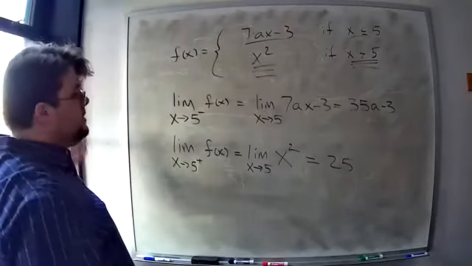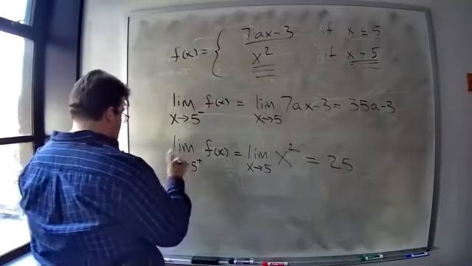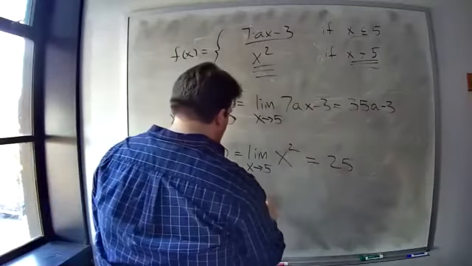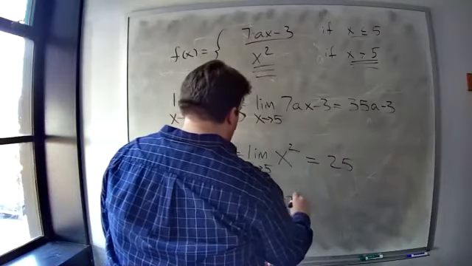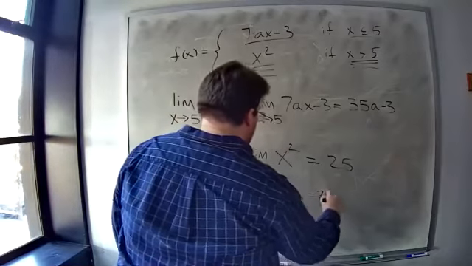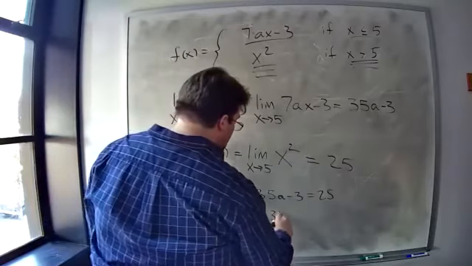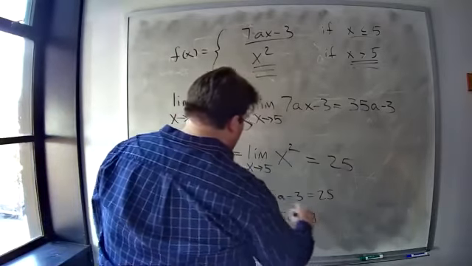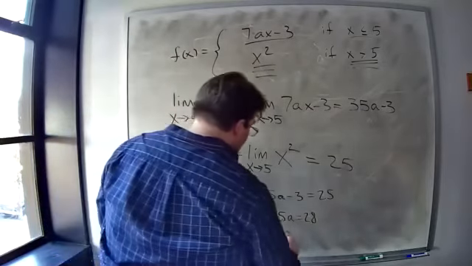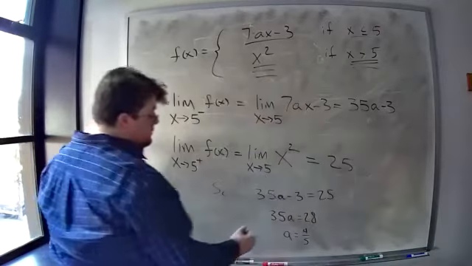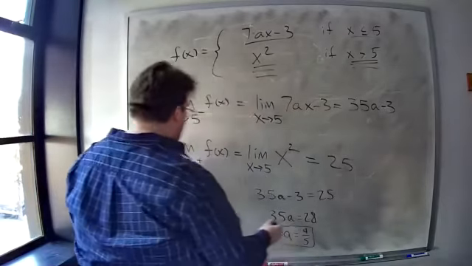So we want the limit on the right to be the limit on the left. So we need an a value that makes 35a minus 3 equal to 25. Well, solve for a, add 3. 35a is 28. Divide by 35. You get a is 28/35, which reduces to 4/5.